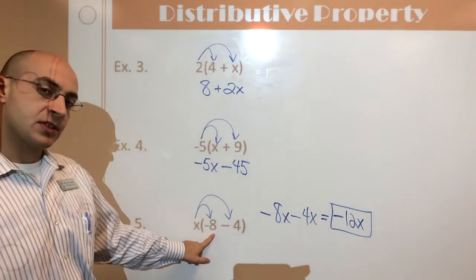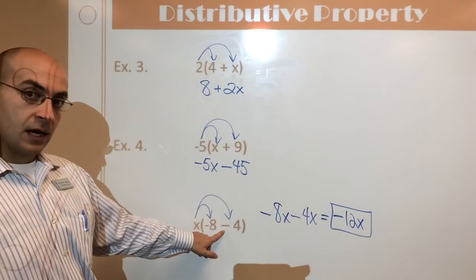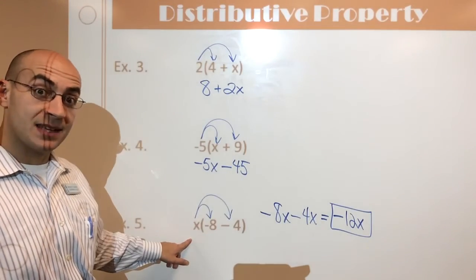In this one, I could have solved it without using distributive. -8 minus 4, right, gives me -12, and -12 times x, -12x.